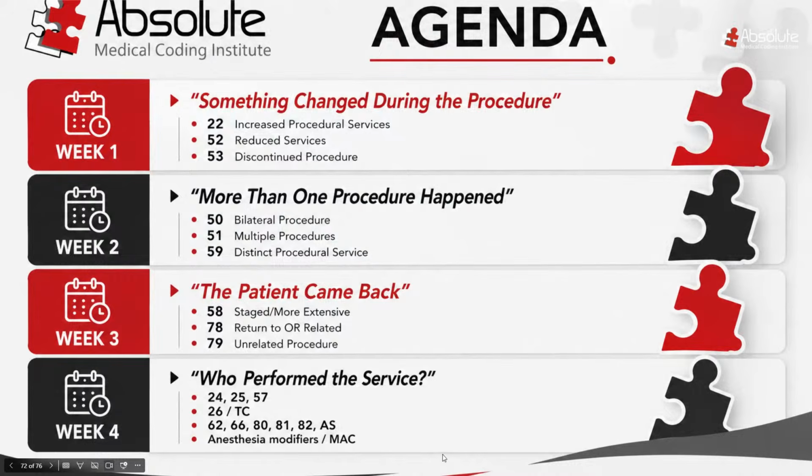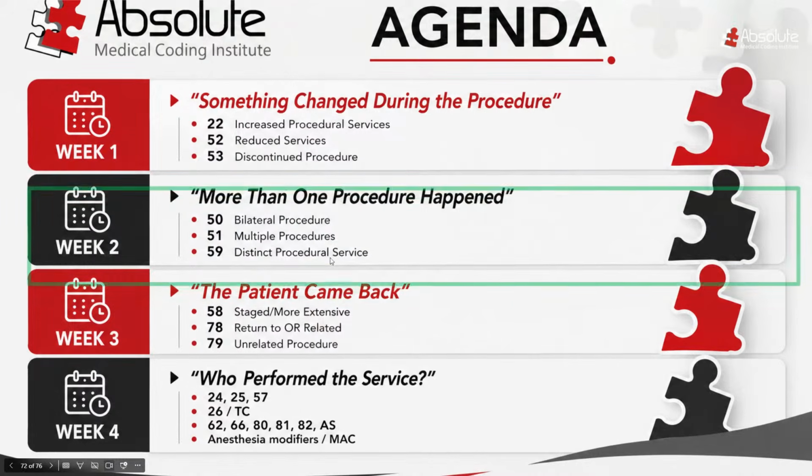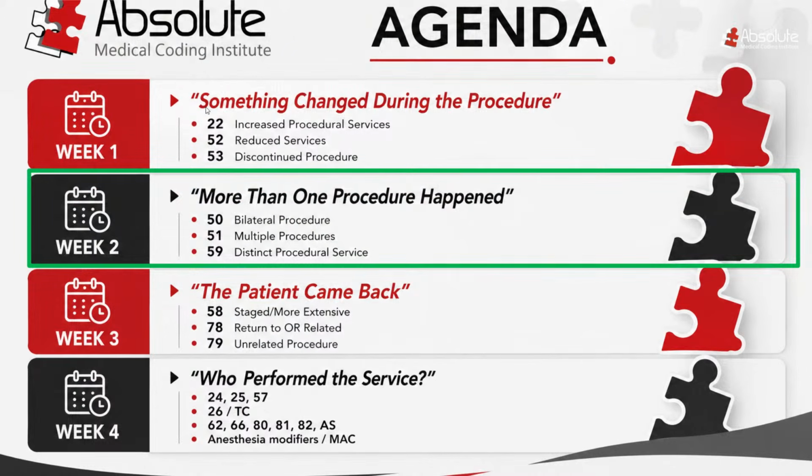All right. So again, our agenda: for the first week, we tested or we moved towards mastery of 22, 52, and 53. Next week, our focus is going to be 50, 51, 59. And yes, we'll be testing all of the modifiers from week to week.